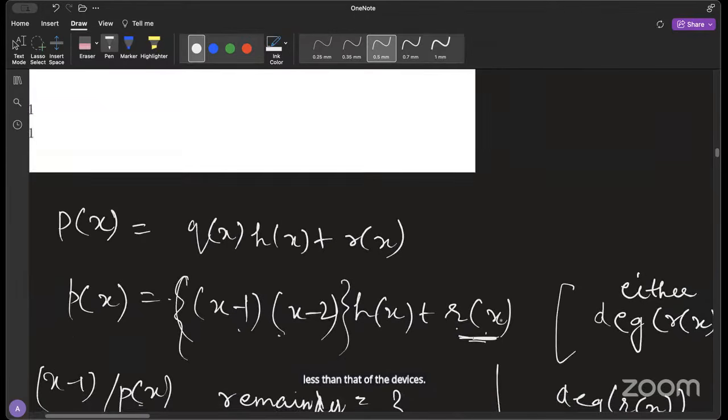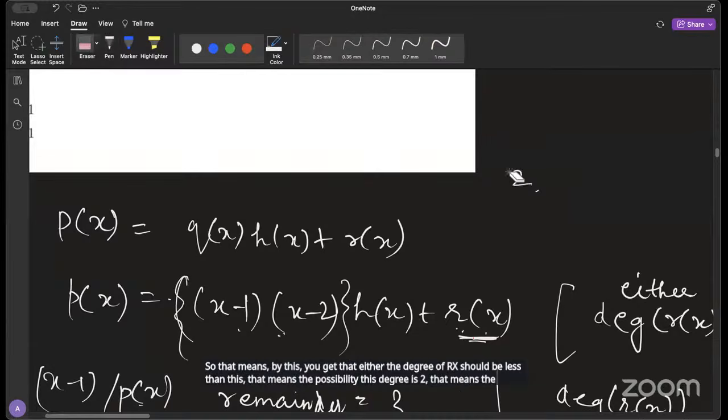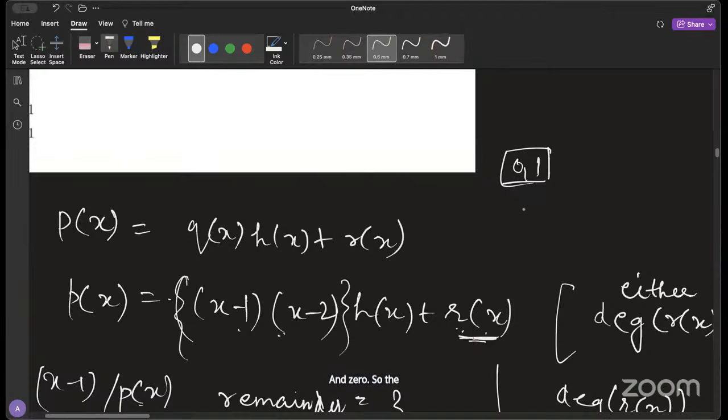So that means by this you get that the degree of Rx should be less than this. The degree of this is 2, so the possibility for the degree of Rx is 1 or 0, or Rx equals 0. So these are the three possibilities for Rx, right? Now we're checking each of these possibilities.